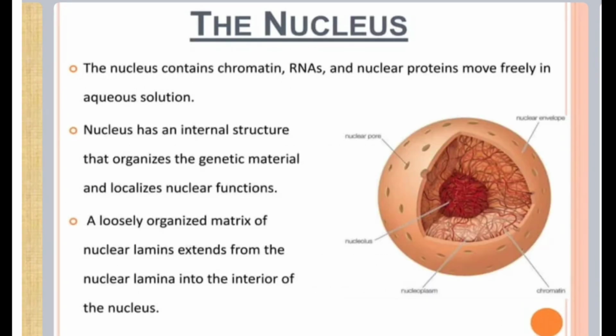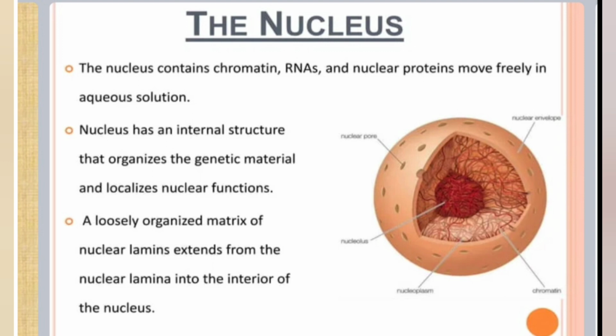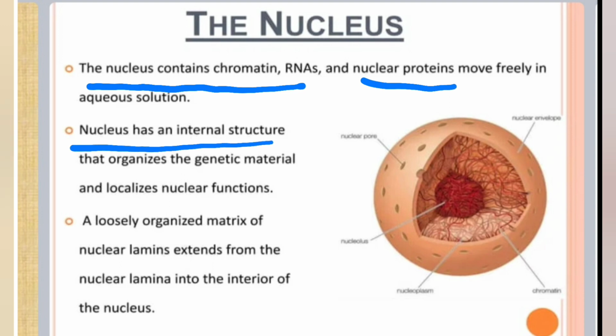So the nucleus contains chromatin, RNA and nuclear proteins that move in the aqueous solution. What we know is that the nucleus is the brain of the cell. So it contains chromatin, RNA. The chromatin means DNA, the genetic material, as well as proteins. Next, the nucleus has an internal structure that organizes the genetic material and localizes nuclear functions.